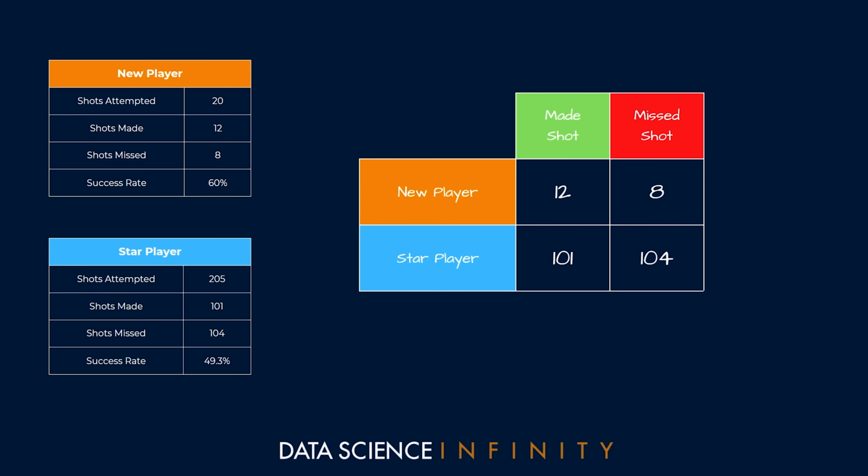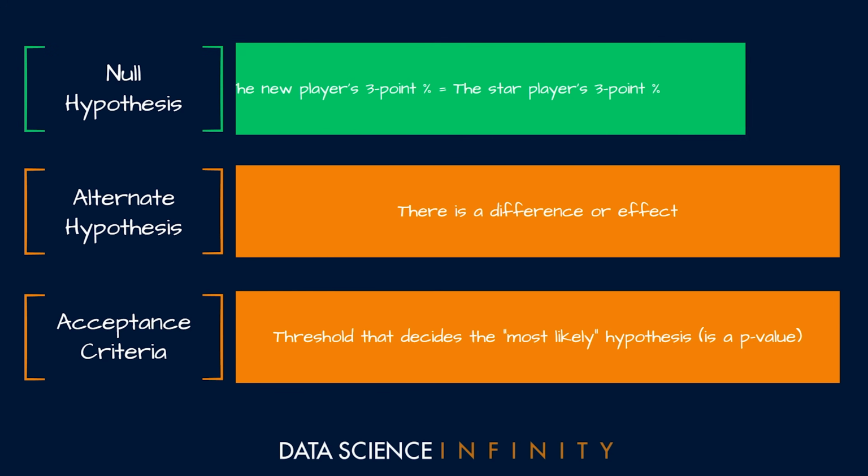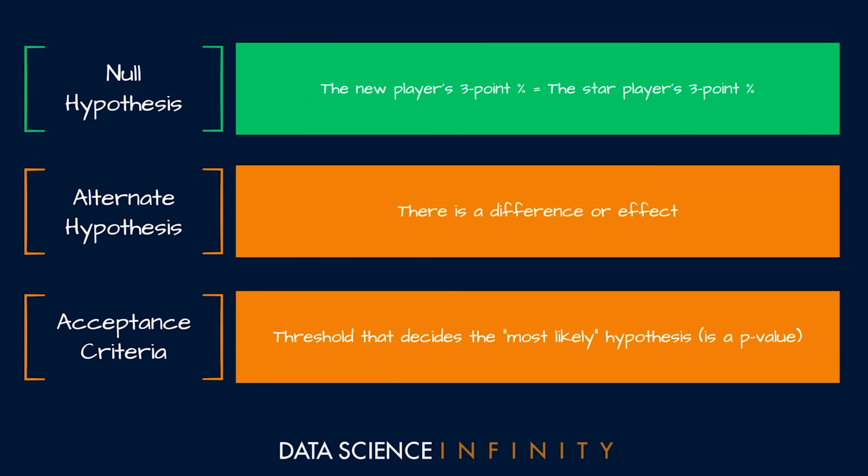But as we must always do before we run any numbers, before we run the test itself, we need to go and specify our null hypothesis, our alternate hypothesis, and our acceptance criteria. And we set those up in exactly the same way as we have done for all of the other tests that we've looked at in this series so far. Here, our null hypothesis will be that the 3-point shooting percentage for both players will be equal. Our alternate hypothesis, which remember is kind of what we're testing for or what we're interested in, will be that the 3-point shooting percentage for the new player is indeed significantly higher than that of the star player.